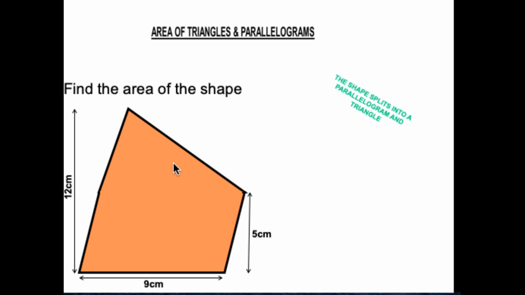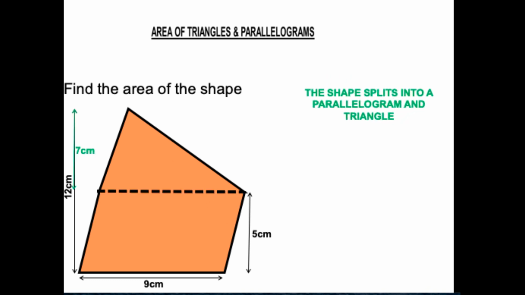So what we need to do with this one is we need to cut it in half. Now, notice that over here, this length here is 5, and this full length here is 12. So once we've cut it in half, we've got 2 shapes. We've got a parallelogram, which is at the bottom, and we've got a triangle, which is at the top. So to work out the area of this parallelogram, it's going to be base times by the vertical height, which in this case is 9 times by 5.